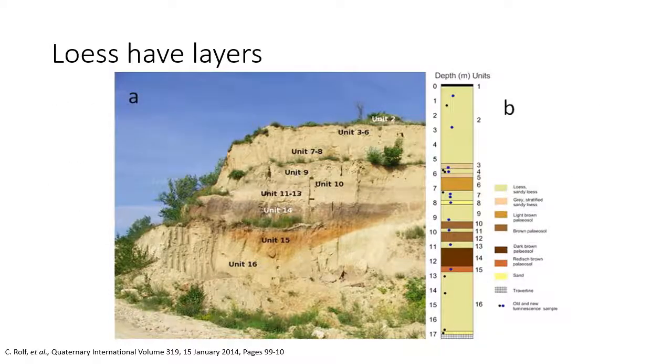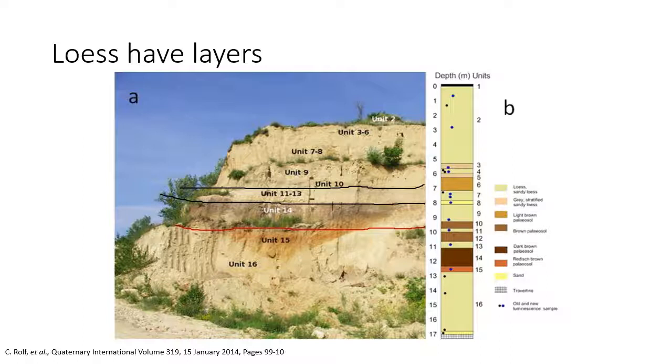So the reason that loesses are such good records of past climate is that they have layers. Loess can refer to both the whole formation in its entirety, and also refer to just the material. So there's loess formations and loess material. It can have layers of loess, and then layers of what's called paleosol.